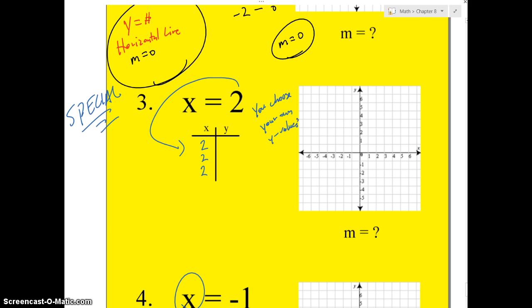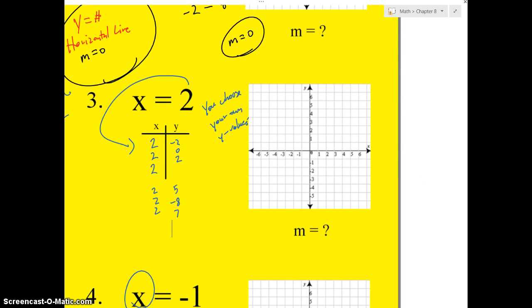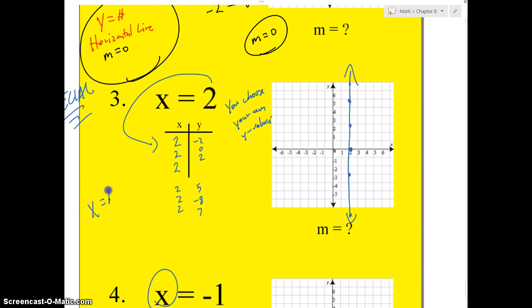You choose them. I don't know. You want to say negative 2, 0, 2 like we normally do? You want to say something else? I'll put some more. You could say 5, negative 8, and 7. Doesn't matter. Watch what happened in your graph. 2, negative 2, 2, 0, 2, 2, 2, 2, 5, 2, negative 8, be down here. 2, 7 up here. Or actually, no, it's not there. It's right here. Okay. Gives me a vertical line. So you must be saying, when x equals a number, it gives me a vertical line.